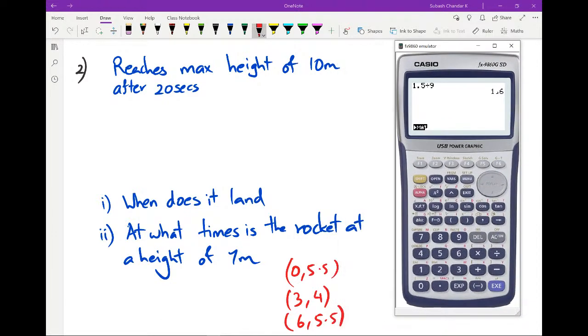So if you want to use the graphics calculator way, go into stat mode, which is that one there, and we've got to get rid of all of these things first. So just click on delete and get rid of all those values, and then type in 0, 3, 6, then 5.5, 4, and 5.5 again.